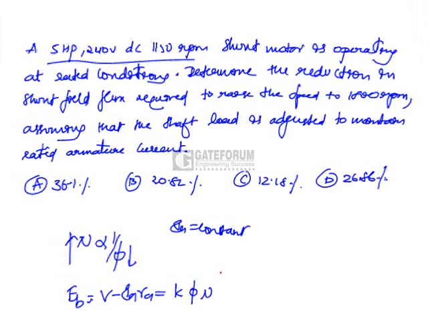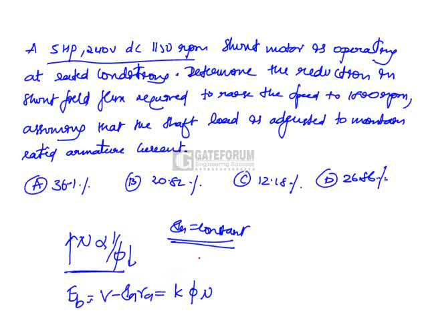A 240 volt DC 1150 rpm shunt motor is operating at rated conditions. Determine the reduction in shunt field flux to raise the speed to 1800 rpm. We know that N is inversely proportional to flux. As flux is decreased, speed is increased, from 1150 rpm to 1800 rpm. We have to calculate the decrease in flux, assuming the shaft load is adjusted to maintain rated armature current. So armature current is constant. Now what is back EMF? VB equals V minus IA RA in shunt motors.